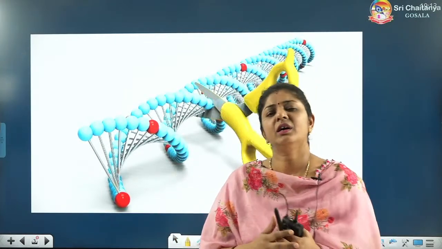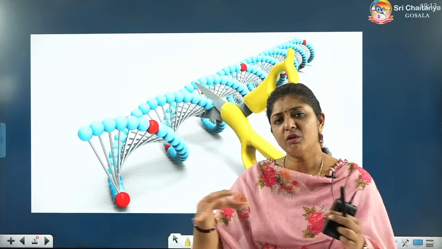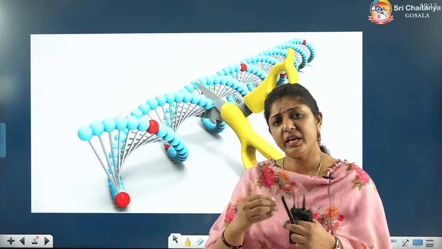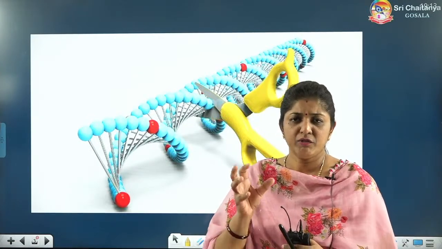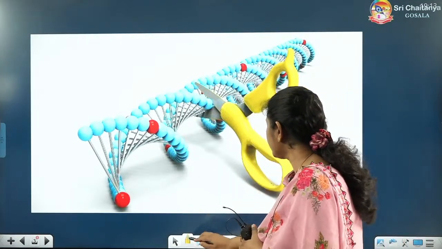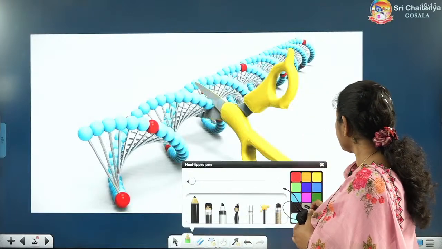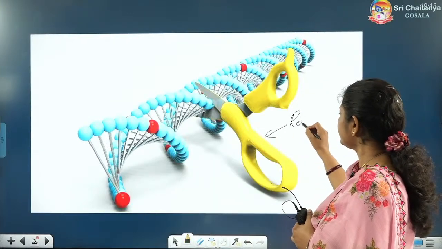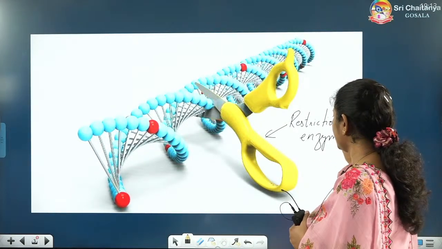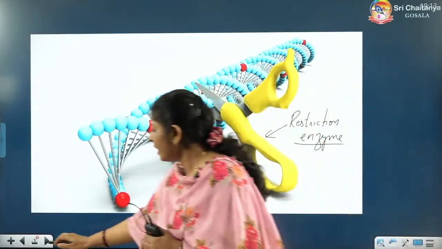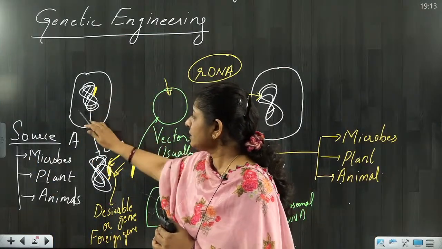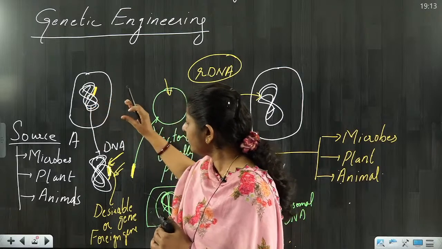Then by other technology, we separate out the fragments and choose our desirable gene of interest, or you can say the alien DNA or the foreign DNA fragment, and take it out, right. So right now I am talking about the enzyme. Which enzyme am I talking about here? That is a restriction enzyme. Keep in mind this restriction enzyme which we are using for this cell, which cell? That is the source cell, and its DNA you have to take out.